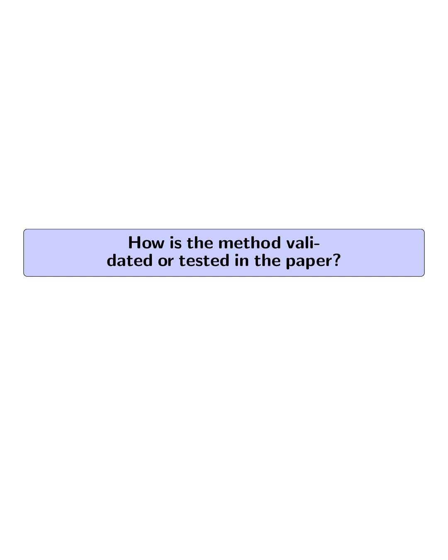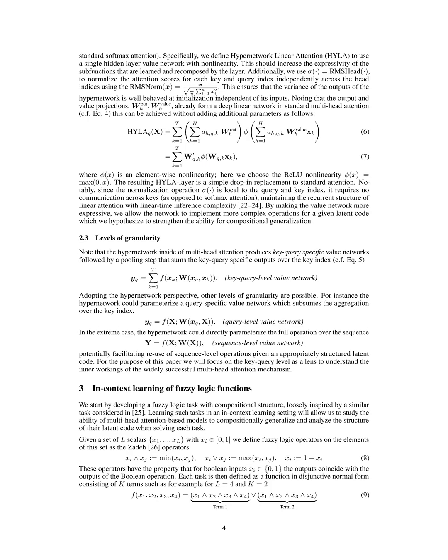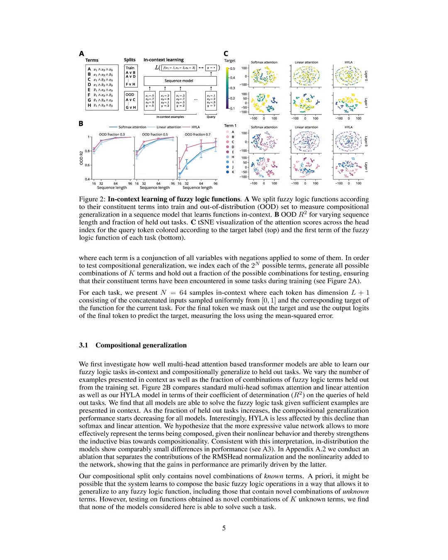How is the method validated or tested in the paper? The method in the paper is validated and tested through the development of two tasks, a fuzzy logic task and a symbolic abstract reasoning task called SRAVEN. For the fuzzy logic task, the paper creates a task that requires in-context learning to study the ability of multi-head attention-based models to compositionally generalize. The task involves presenting samples in context, where each token consists of inputs and targets for the function being learned. The models are evaluated based on their ability to generalize to unseen combinations of fuzzy logic terms.